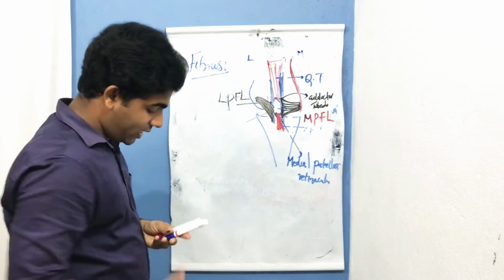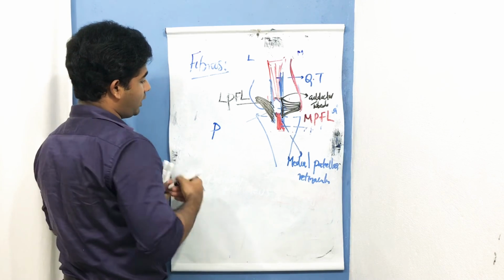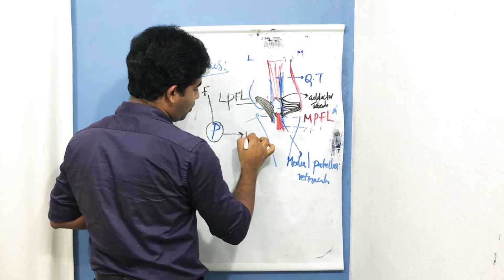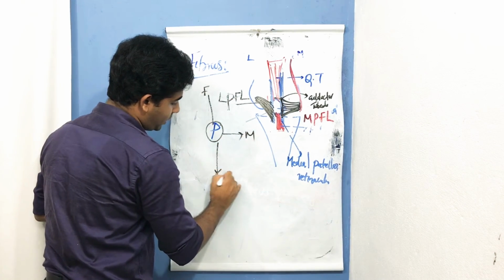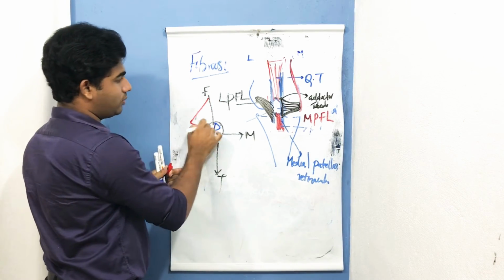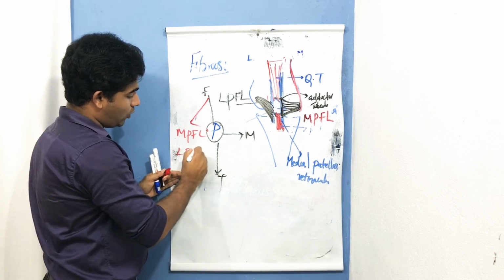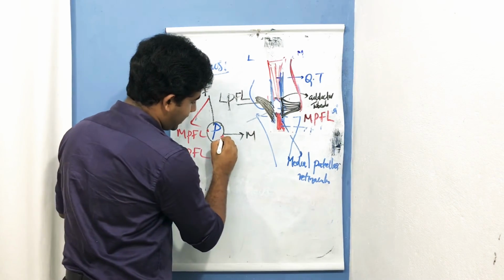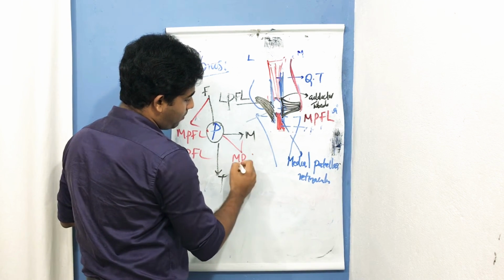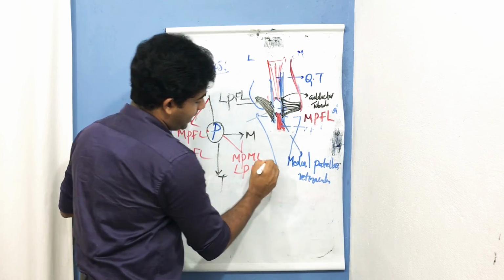Now let us make a guess. We have the patella over here, right? How to make this study easy? The patella is related to the femur, to the menisci, and to the tibia. When the patella is related to the femur, you have two ligaments, the medial patellofemoral ligament and the lateral patellofemoral ligament. When the patella is related to the menisci, you should have the medial patellar meniscal ligament and the lateral patellar meniscal ligament.